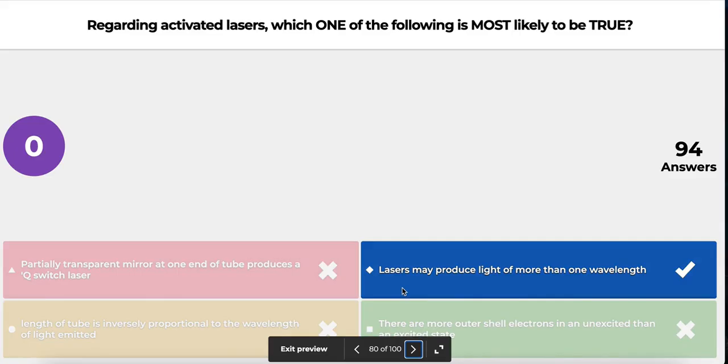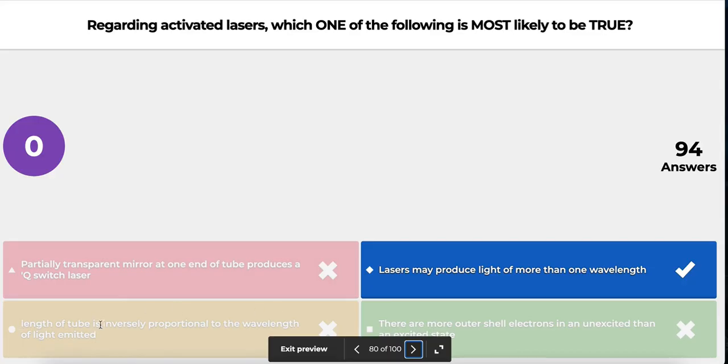The second answer is correct. So lasers may produce light of more than one wavelength. For example, it can produce a femtosecond laser, which is an infrared laser, or an excimer laser, which is an ultraviolet laser. So it can be of more than one single wavelength. The partially transparent mirror at one end of the tube will produce a continuous wave laser, not a Q-switched laser. As in a Q-switched laser, there is a shutter placed in front of one mirror to allow passage of shots of laser to maximize energy and minimize the loss.